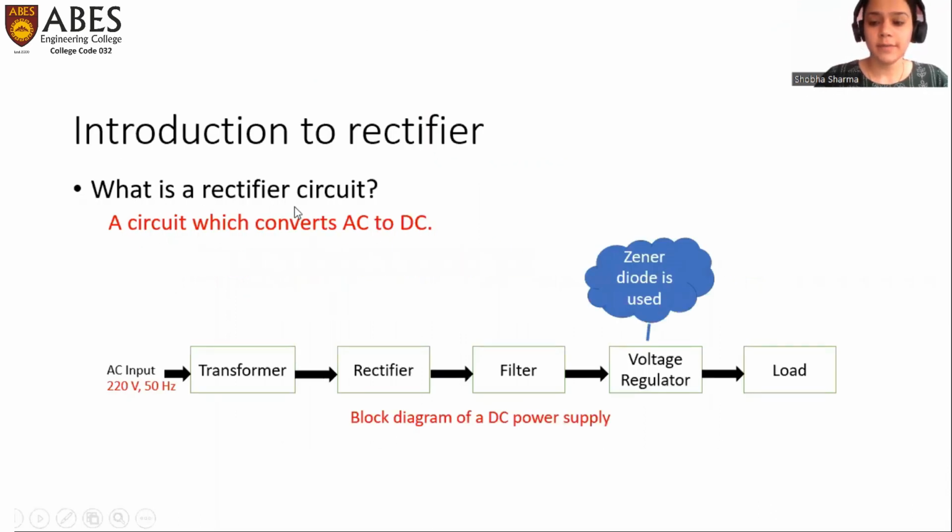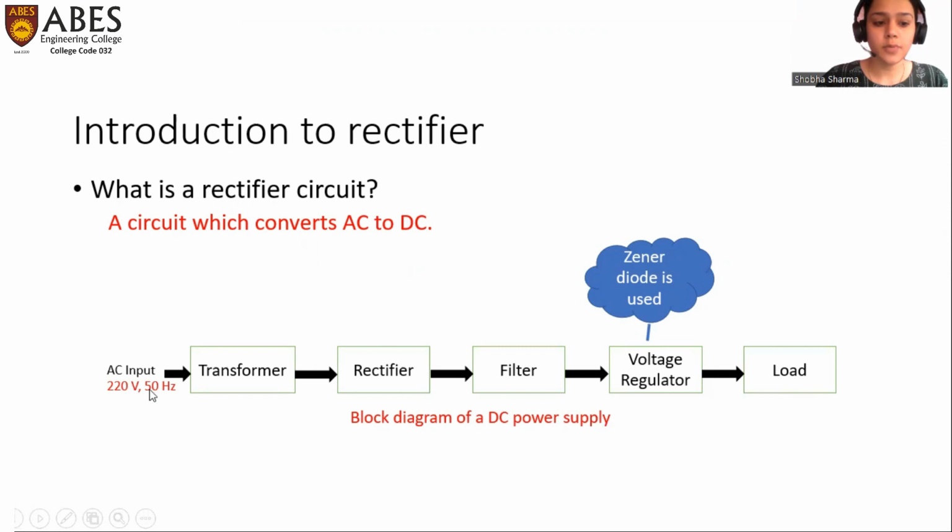So what is a rectifier circuit? It is a circuit which converts AC to DC. Basically in our houses we are obtaining AC input signal at 220 volts and at a rated frequency 50 Hz. But in many electronics applications, we need DC power supply. So in that case, we use this DC power supply to obtain a constant voltage across the load.